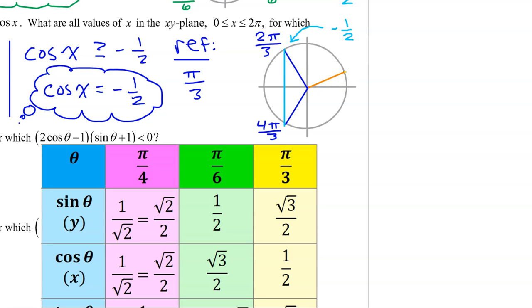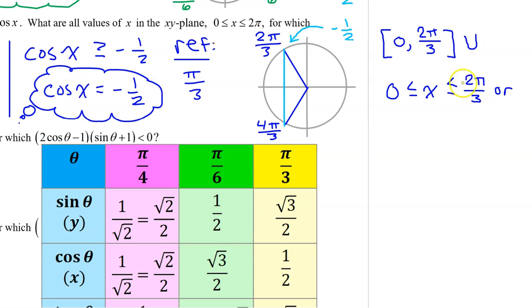We are still to the right of the blue line as we rotate all the way until we get to 2 pi over 3. At 2 pi over 3, the horizontal displacement is negative 1/2, which will be included because we are looking for where cosine is greater than or equal to negative 1/2, so that includes this position. So we have just found our first interval of solutions from 0 to 2 pi over 3, including the endpoints.